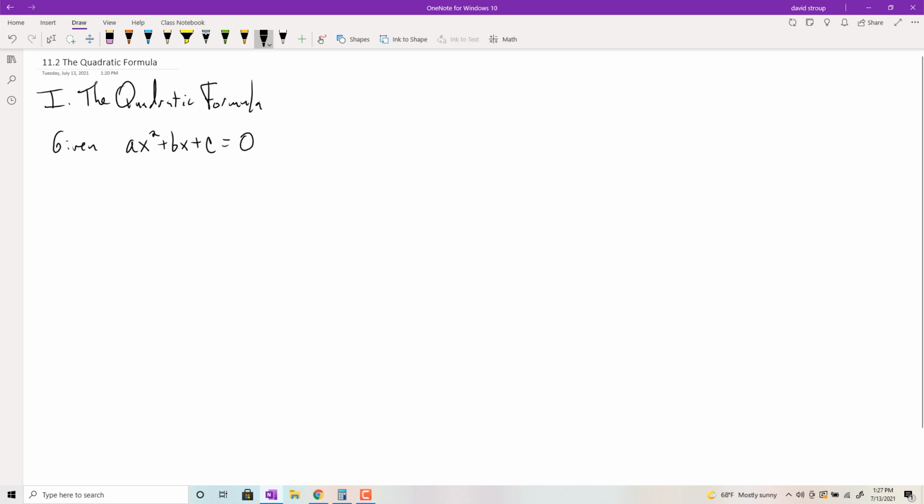And you want the answers to it, and basically all you have to do is plug the coefficients a, b, and c into the following formula, and it'll give you the answers. Okay, so negative b plus or minus the square root of b squared minus 4ac all over 2a, and you have to have that memorized. Okay.